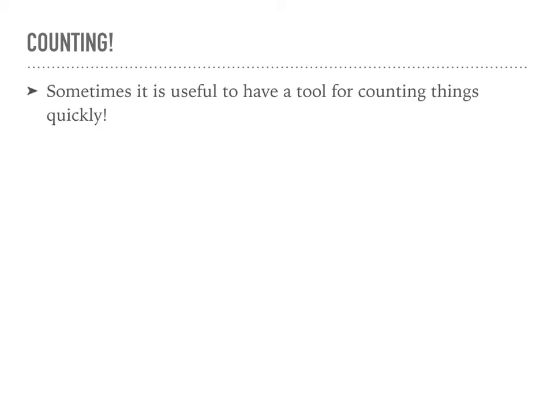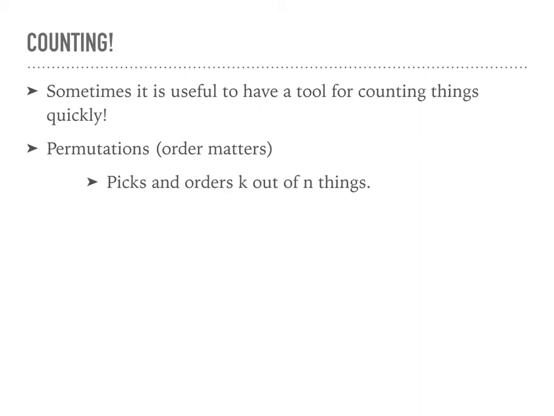Now, it is not always so easy to count the number of ways that events or outcomes might occur. Sometimes it's useful to have a tool for counting things quickly. So we have a few tools that we want to talk about here. First, permutations. Permutations are where order matters. This is where you pick and order k out of n total things.